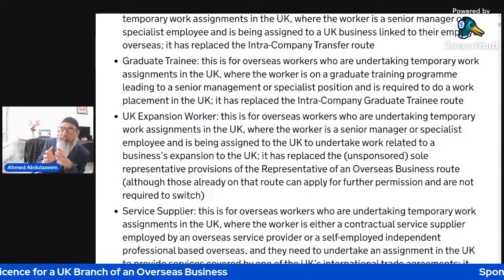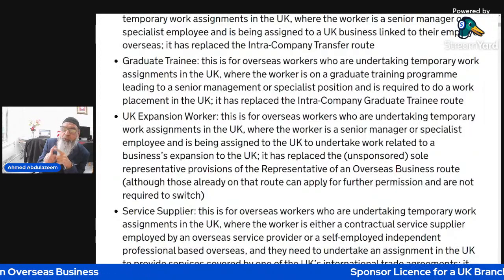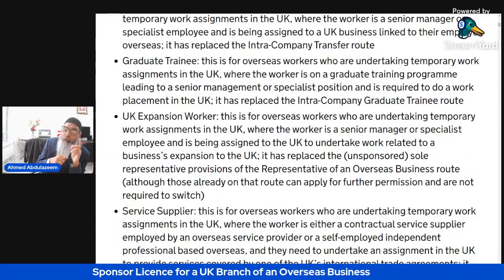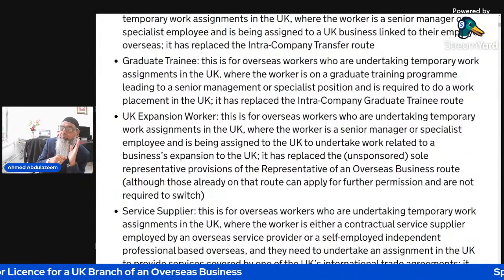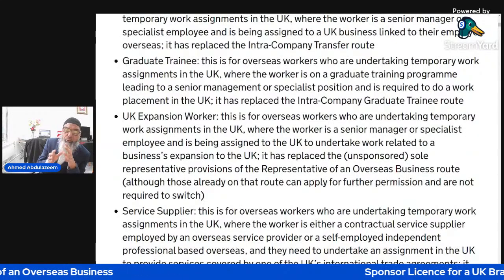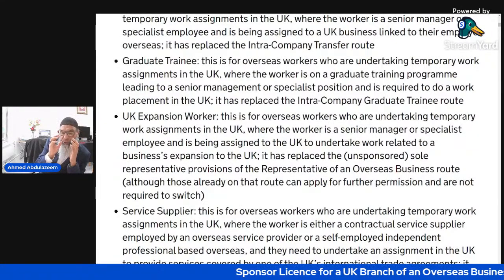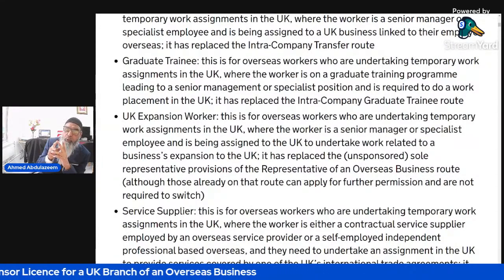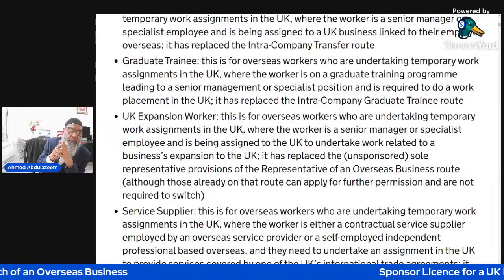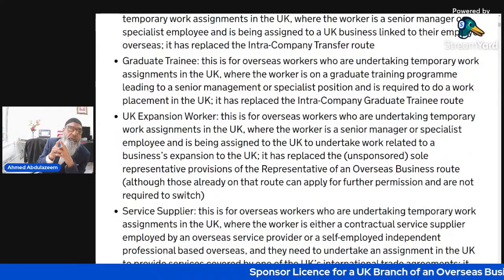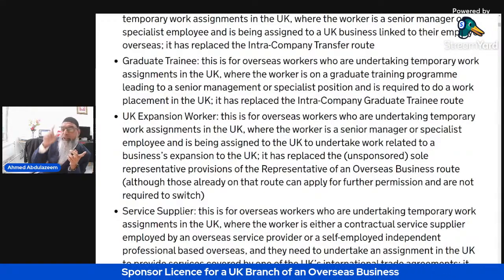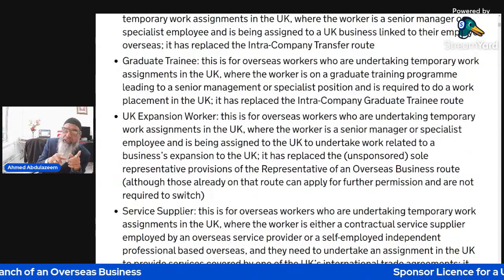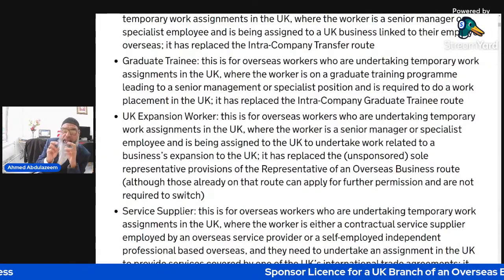This UK expansion worker visa has replaced the unsponsored sole representative provision of the representative of an overseas business route, although those already on that route can apply for further permission and are not required to switch into UK expansion worker visa. So, UK expansion worker visa is number one, a temporary visa. Number two, this is the first visa which is supposed to be applied for by a UK branch of an overseas business. So the first visa application which the branch can apply for is called UK expansion worker.